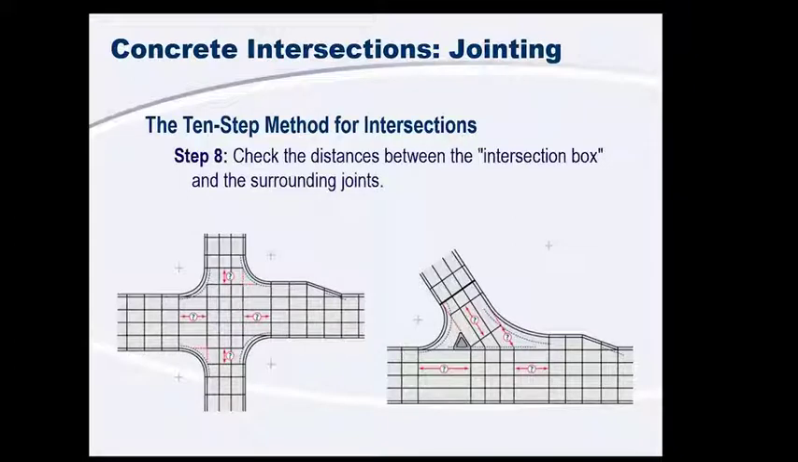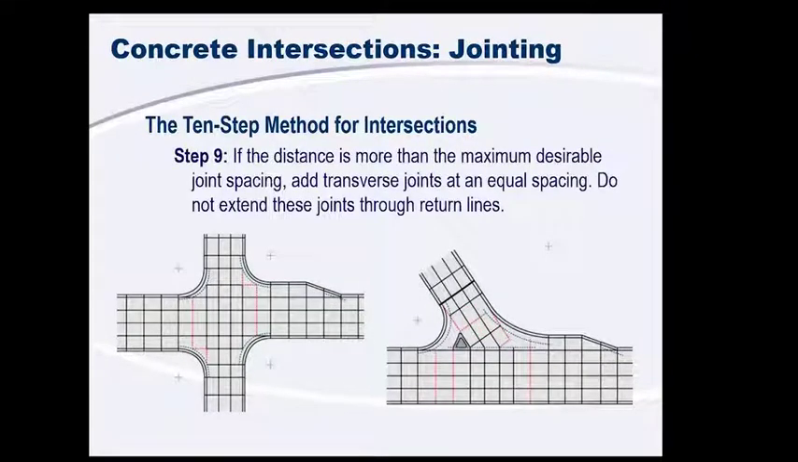So with step 8, we check the distance between our intersection box and our closest transverse joint. And if that's greater than the maximum joint spacing, we'll add a joint. If it's not greater than our maximum joint spacing, we will leave it alone.